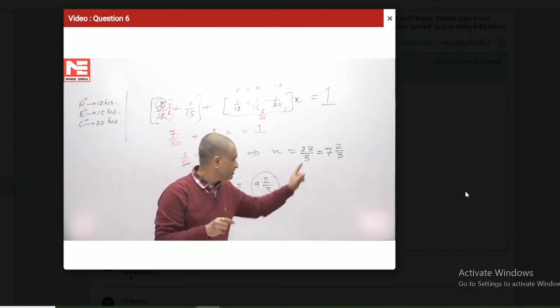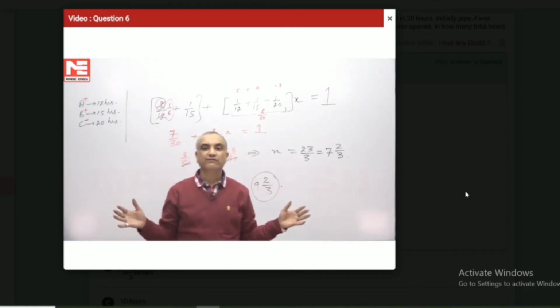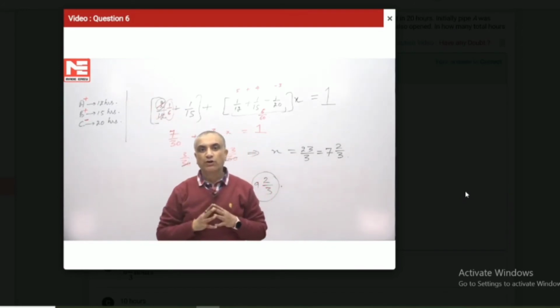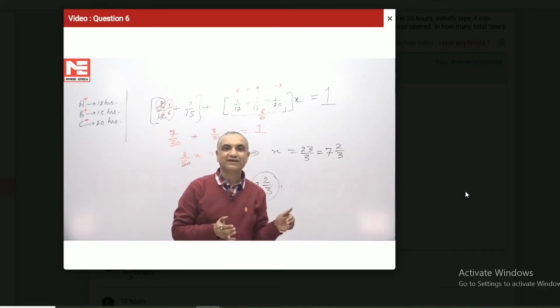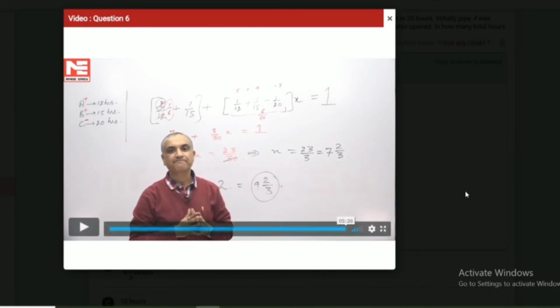Please make sure this is not the answer, because he's asking the time taken for the tank to get filled. The tank will get filled in 9 2/3 since the beginning. Overall time is 9 2/3 and the time after C started is 7 2/3, right? So the answer is 9 2/3.